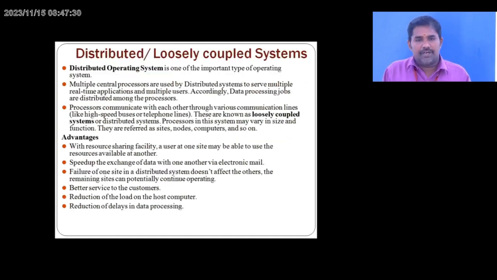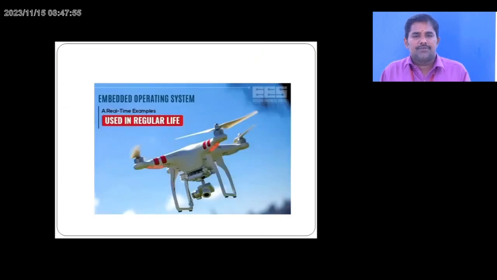Let us go to the distributed or loosely coupled system. A distributed system is one of the important types of operating system in multi-programming, used to serve multiple real-time applications. Each has its own advantages and disadvantages, listed one after another in the PPT. You can go through that to get a better understanding of its advantages. So I am focusing on that.